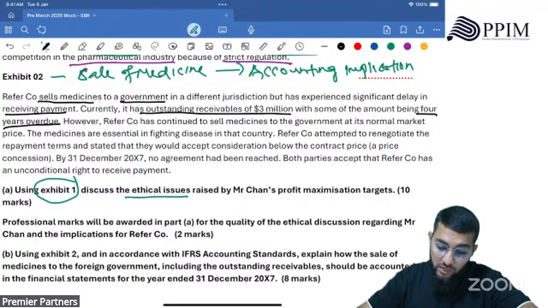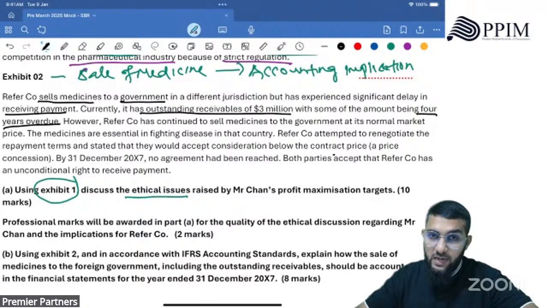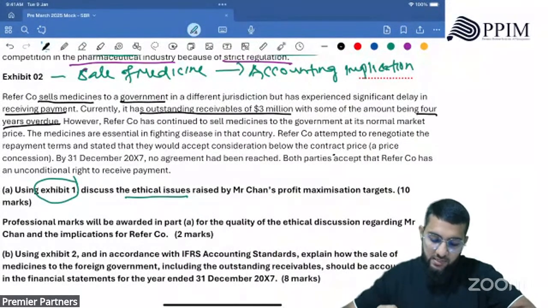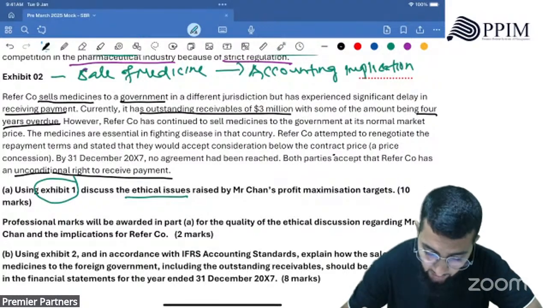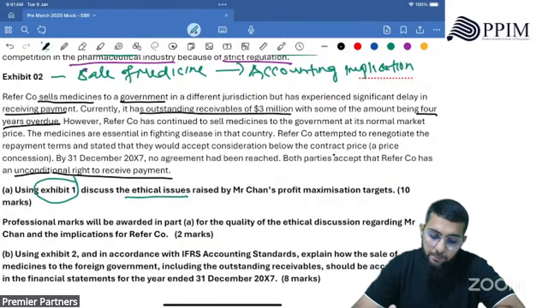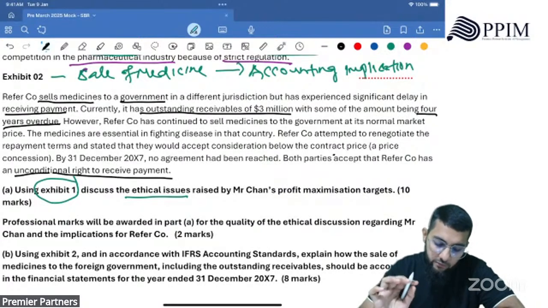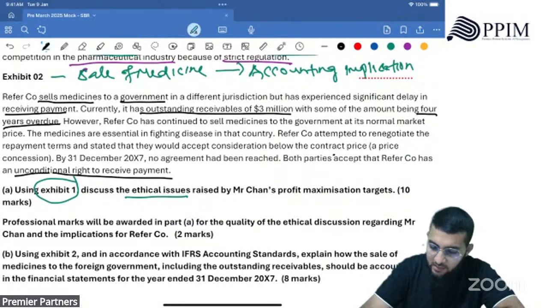ReferCo attempted to renegotiate the prepayment terms and stated that they would accept consideration below the contract price. There's a concessionary price that they're bringing in. By 31st December, no agreement had been reached. Both parties accept that ReferCo has an unconditional right to receive payment. Okay. So what are the standards that are impacted here? First, we have to identify what the standards are. Selling medicines and not receiving money.